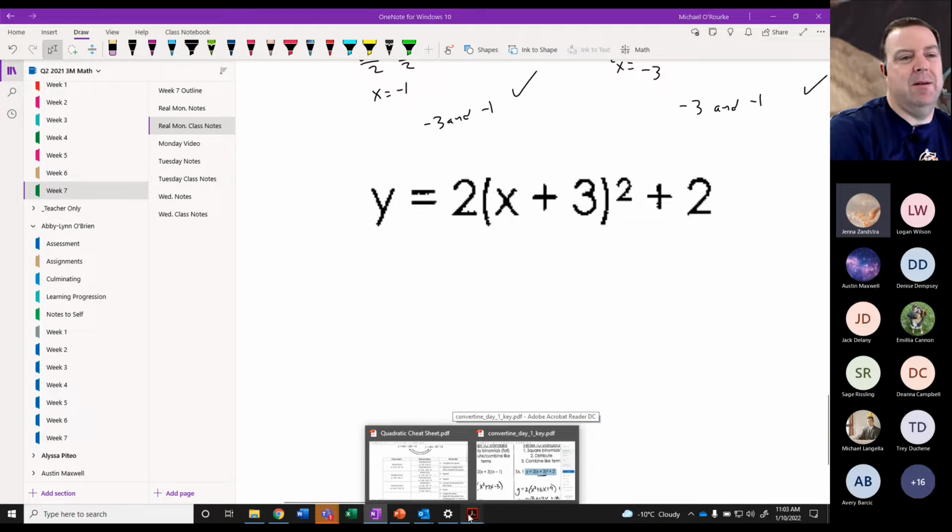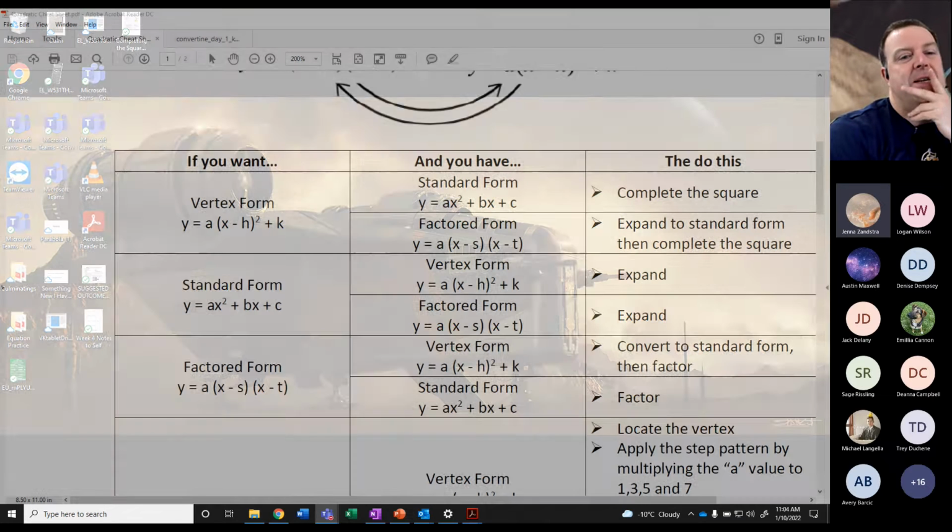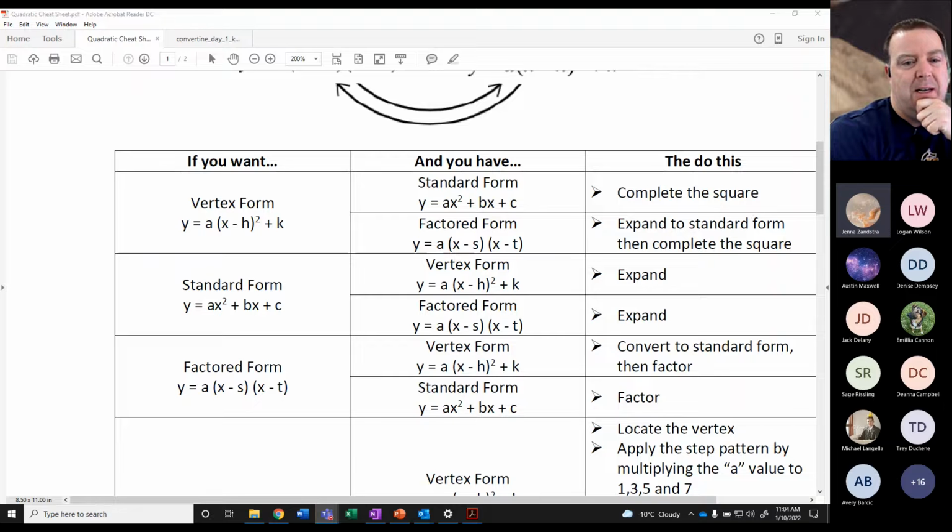Well then, let's do the very last thing. This is a skill we've done earlier, but we haven't touched on in a while. That is going to vertex form. And if we have standard or factored, we need to complete the square. Okay. So we did this skill before Christmas. We did this, if you guys remember. And I sent you the cheat sheet on this yesterday.